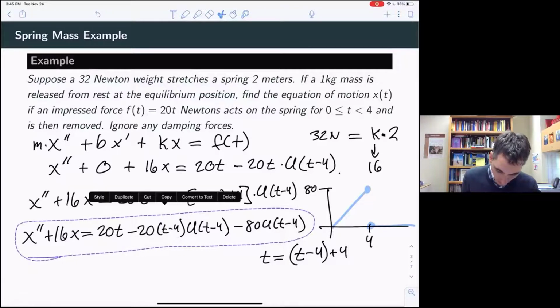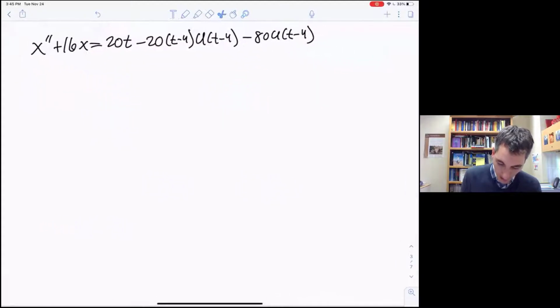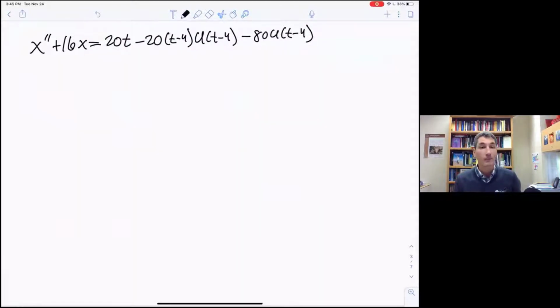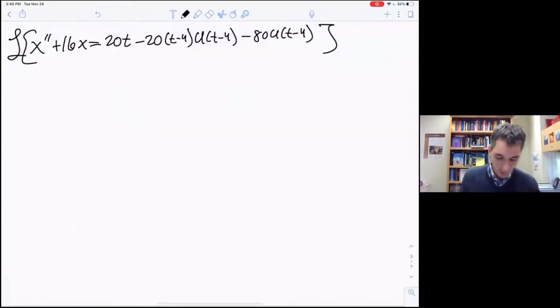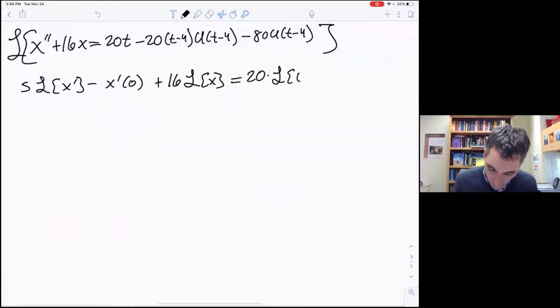Let's copy that, paste it onto the next page, and let's start solving it. So how do we solve it? Well, we take the Laplace transform of the entire thing. And so we're going to get s squared L of x minus s x of 0 minus x prime of 0 plus 16 L of x. That's going to be 20 times L of t.